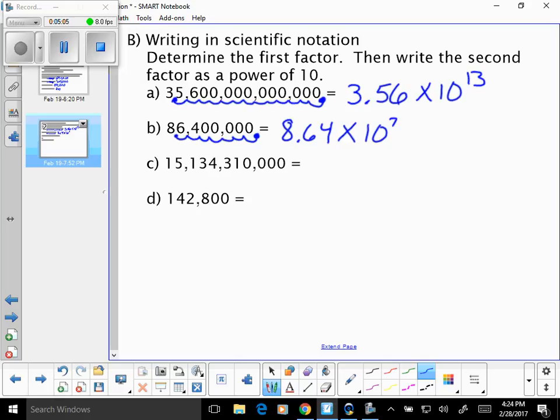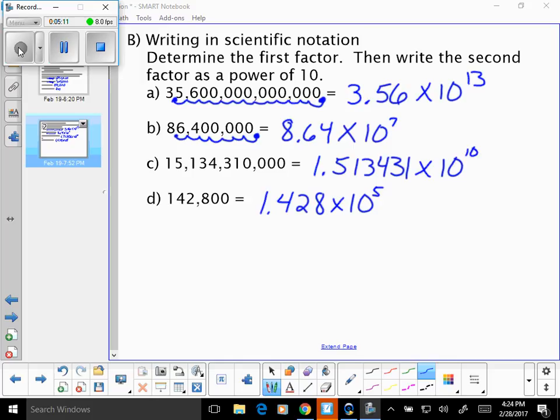At this point, please hit pause and do C and D. And here are your answers for C and D.